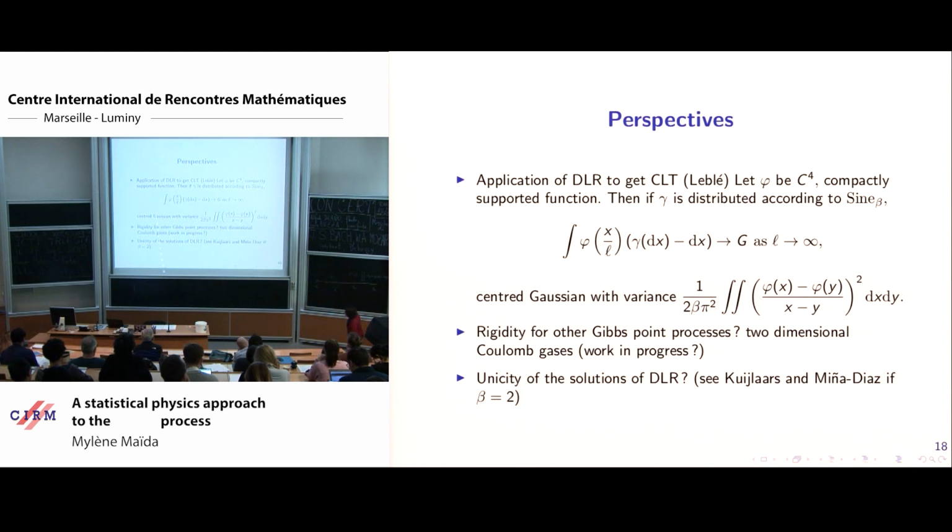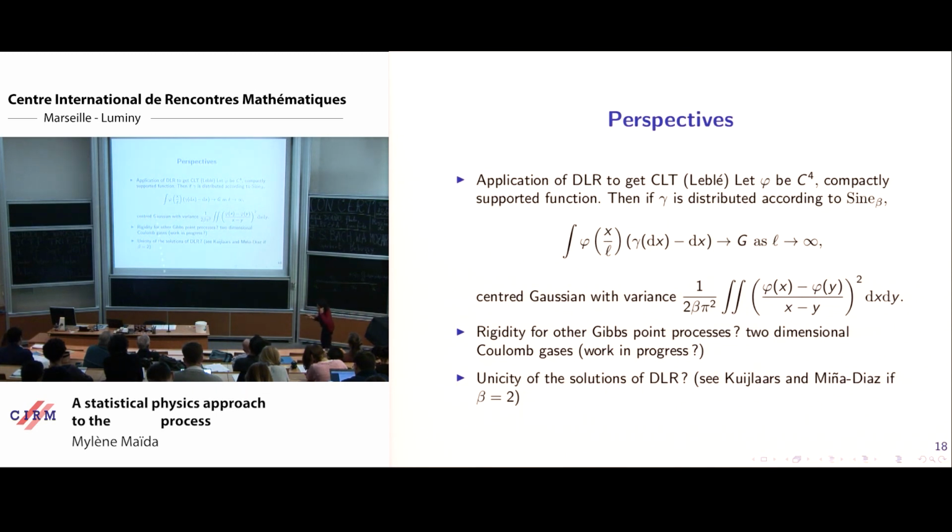Also, you can ask about the uniqueness of the solution of DLR. Sine beta satisfies DLR, but is it the only one? The question was answered positively in the paper of Kuijlaars and Miniadis that I already mentioned for the sine beta. They look at the conditional measure, where lambda is minus R, R, and they make R go to infinity and they recover the sine process inside the box. So it's a way of showing uniqueness of the solution.